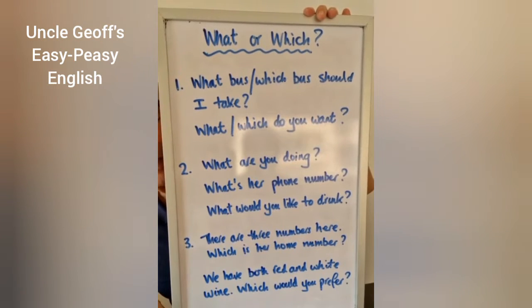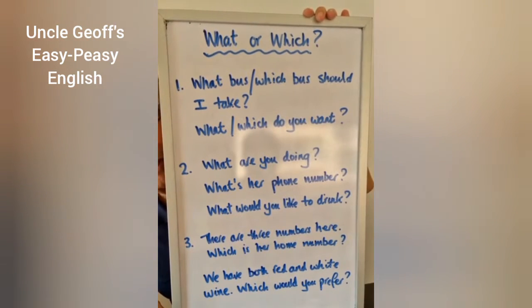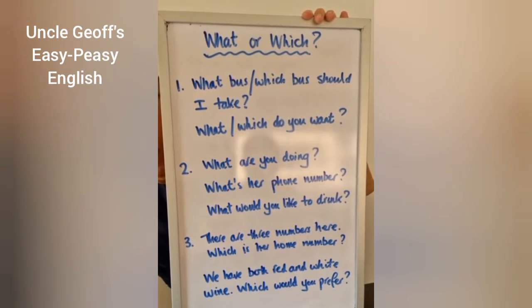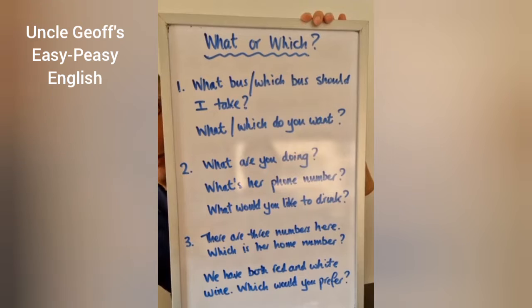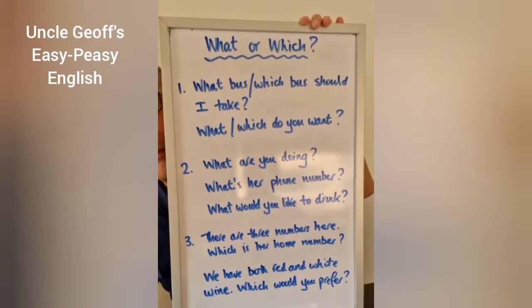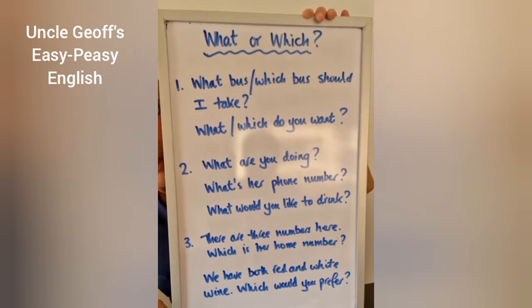Look at the first one again of number 3. There are 3 numbers here. Which is her home number? You can't use what because what is a very general, wide group of choices. So here we only have 3 numbers. Which is her home number?